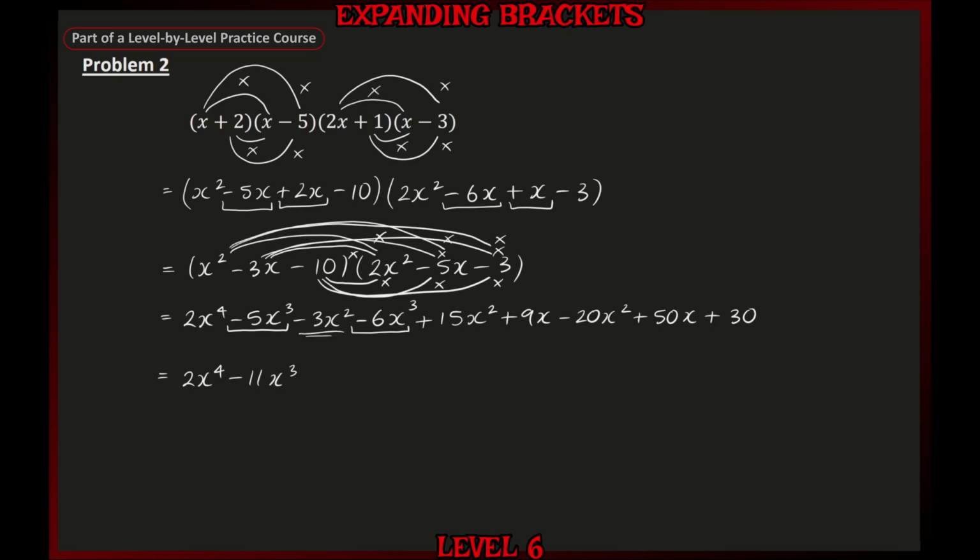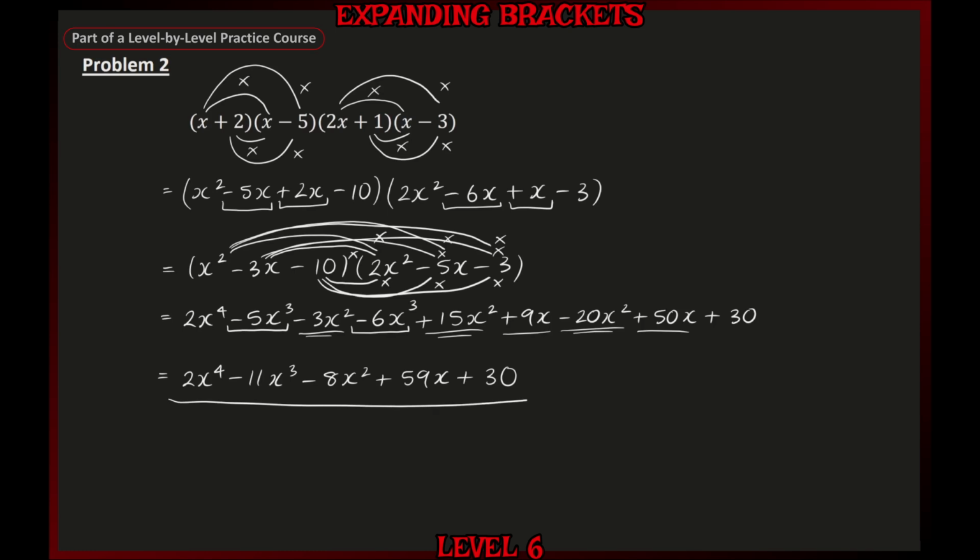We have a minus 3x squared plus 15x squared, which is 12x squared, minus 20x squared gives us minus 8x squared. We also have a plus 9x and a plus 50x, which gives us plus 59x, and finally at the end we have a plus 30.